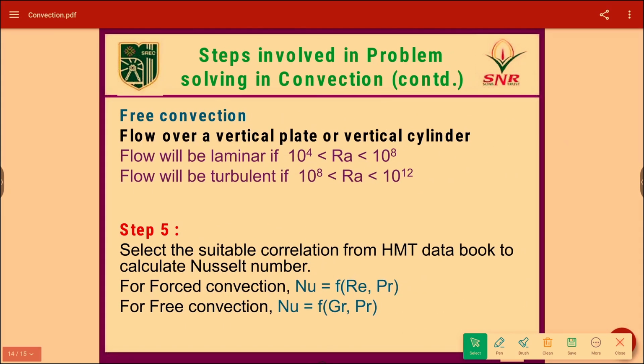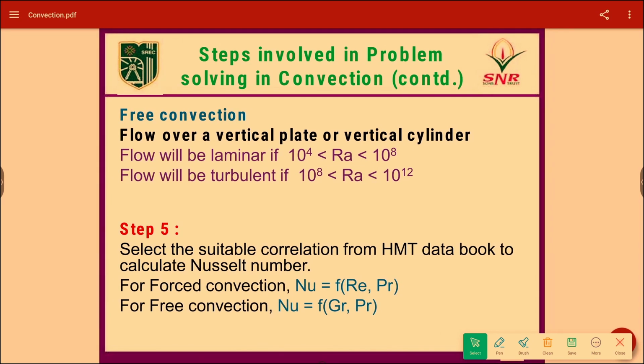Next, we can see how to identify whether the flow is laminar or turbulent for free convection. The Rayleigh number, Ra, will decide whether the flow is laminar or turbulent. If the flow happens over a vertical plate or vertical cylinder and the Rayleigh number lies between 10 power 4 and 10 power 8, the flow will be laminar. On the other hand, if the Rayleigh number lies between 10 power 8 and 10 power 12, the flow will be turbulent. Both these Rayleigh number values are only for flow over a vertical plate or vertical cylinder.